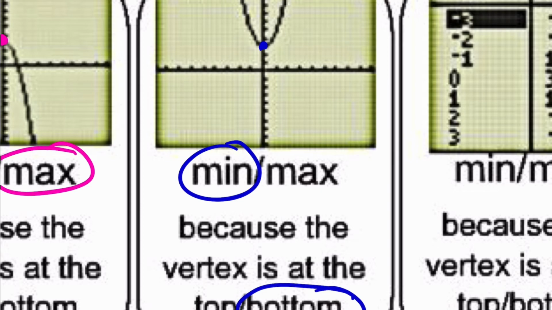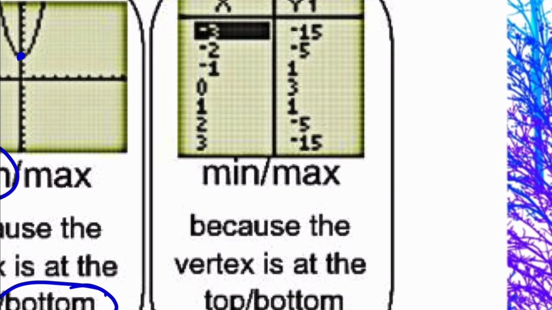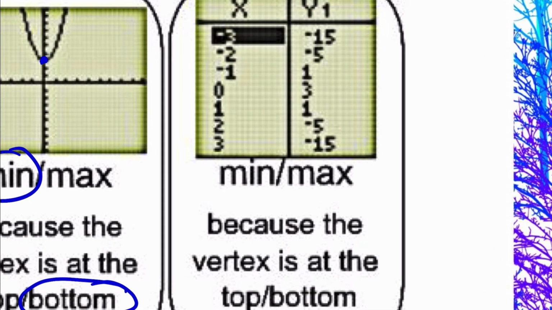Let's say I didn't hit graph and I hit table to look at the table. I can actually tell what's going on here just by looking at these y values. So just like in a parabola, you have your axis of symmetry and it's the same on both sides. The same thing happens in a table. You want to look to see where the numbers repeat. You want to find the middle.